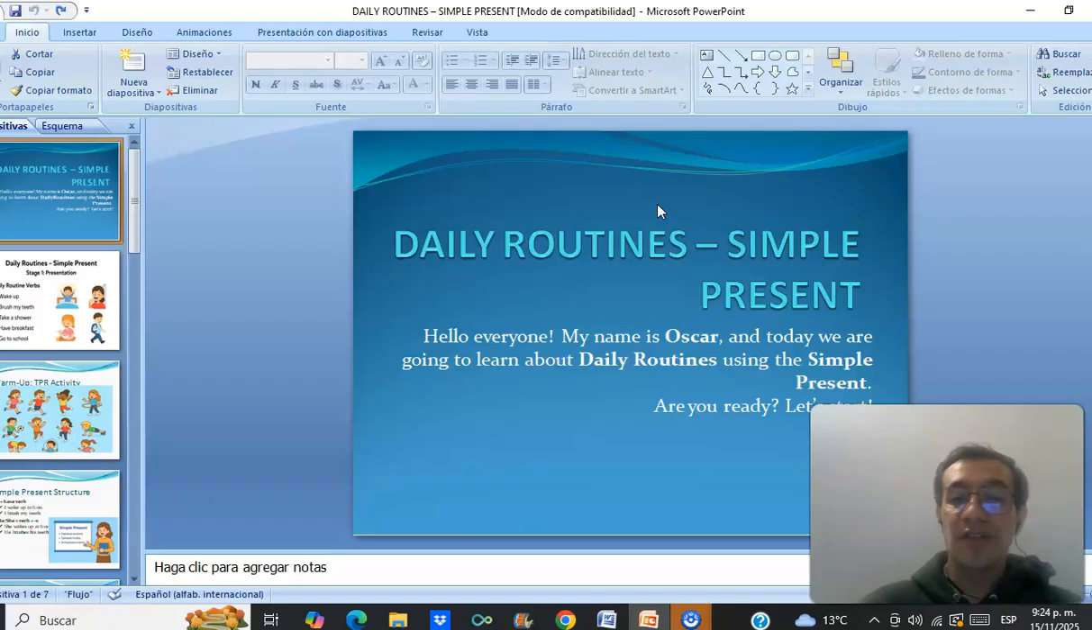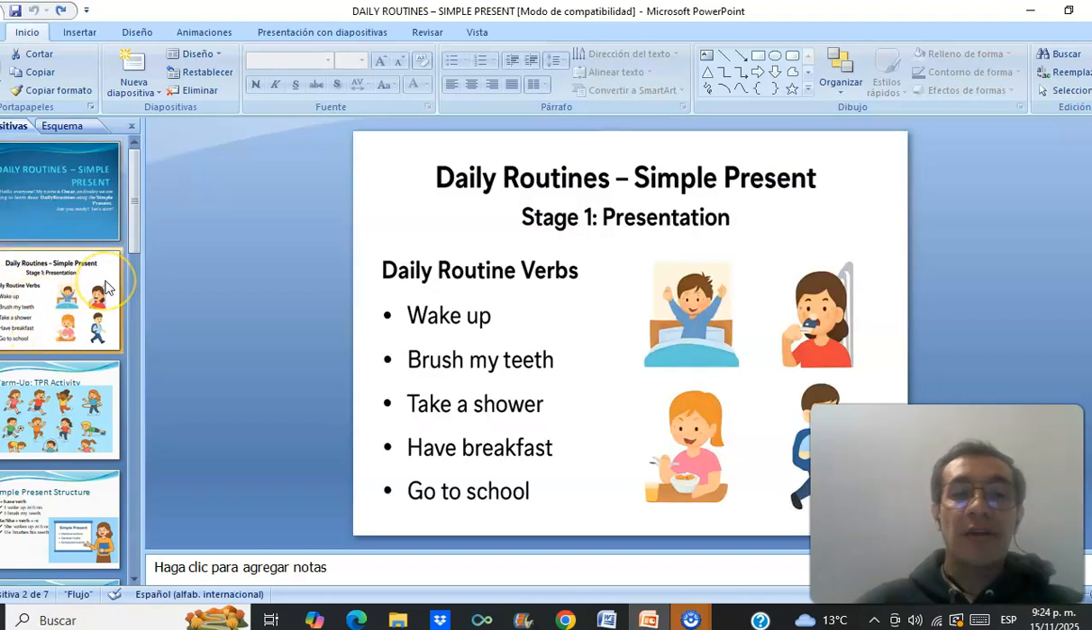The objective is to help students talk about their daily habits in English, and we're gonna start with the first slide. Here you can see the daily routines, and here we're gonna learn some verbs that are very important that we use every day in our daily routines. First, we wake up, that is what we usually do. Then we can brush our teeth, take a shower, have breakfast, go to school, go to work. That is depending on the things that you do every day.